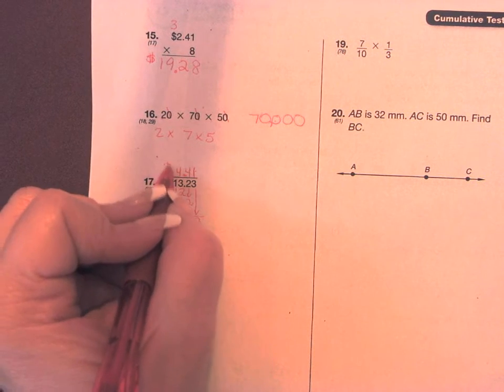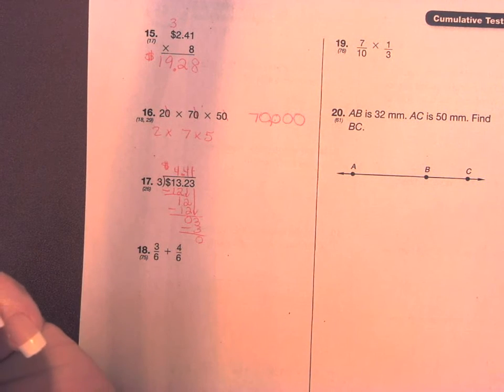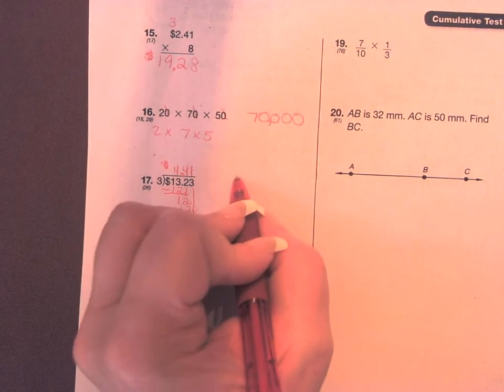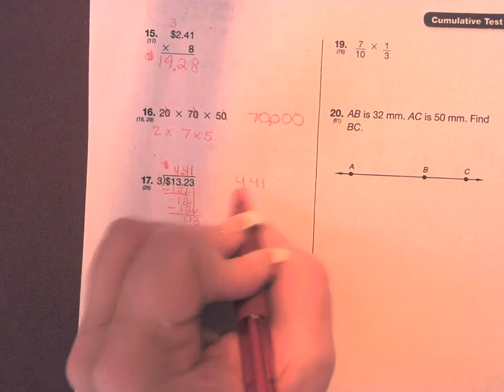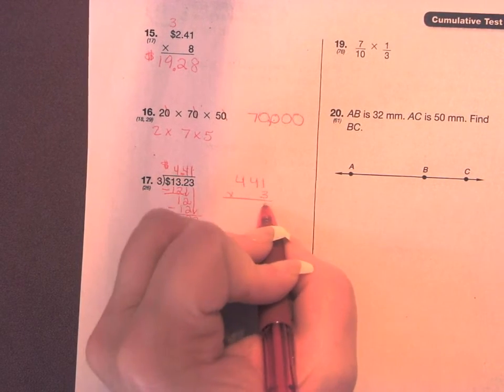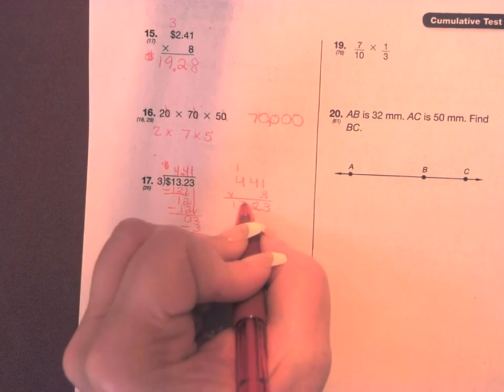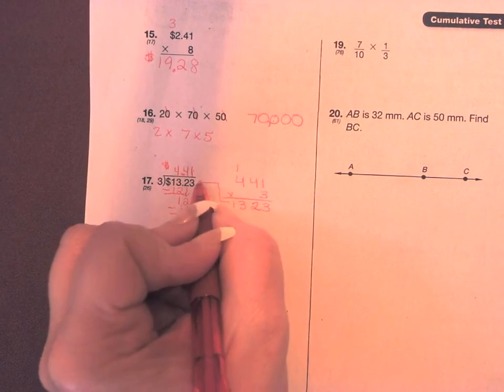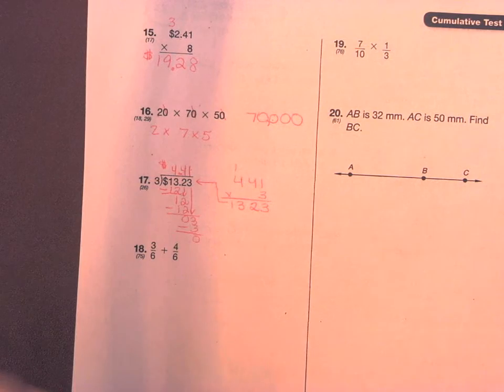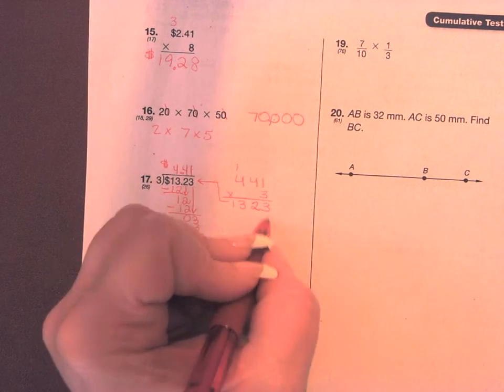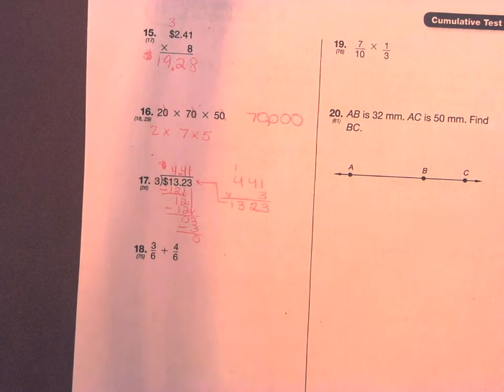Our dollar sign goes over here. $4.41. So let's check our answer. $4.41 times 3. 3 times 1 is 3. 3 times 4 is 12, carry my 1. 12 and 1 is 13. 1323, 1323, they match. If I had a remainder, I would add that in at the end.